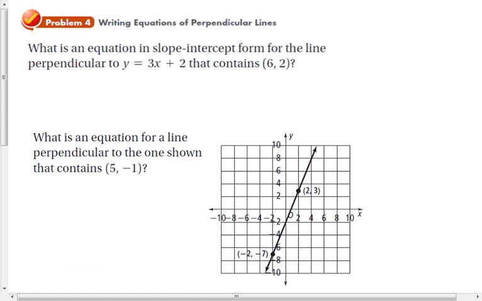All right, problem 4. What is the equation in slope-intercept form for the line perpendicular to y equals 3x plus 2 that contains the point (6, 2)? Well, if the line is perpendicular, then the slopes are opposite reciprocals. So we have to think of what is the opposite reciprocal of 3, and that would be -1/3 as the slope of the perpendicular line. So I'm going to put that in for my slope.